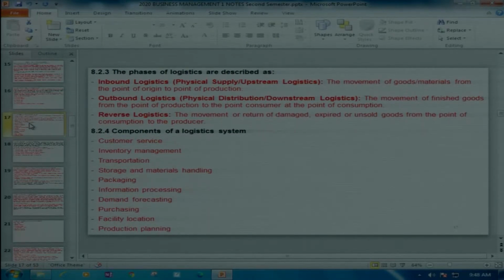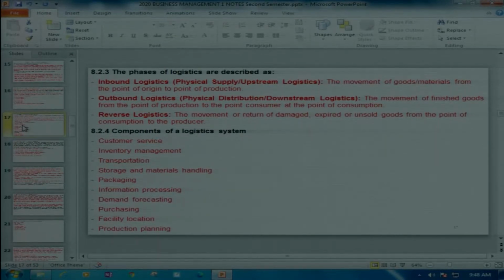The phases of logistics are described as inbound logistics, outbound logistics, and reverse logistics. In other words, we have 3 phases in logistics.